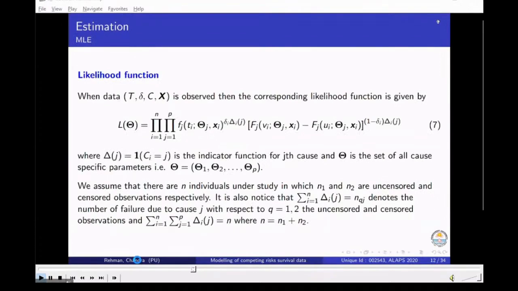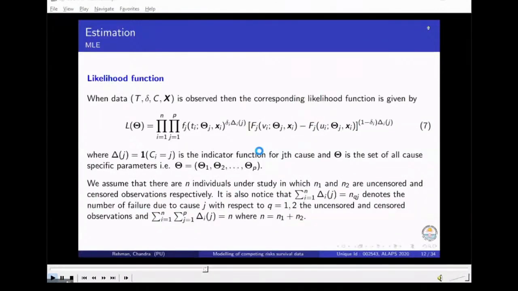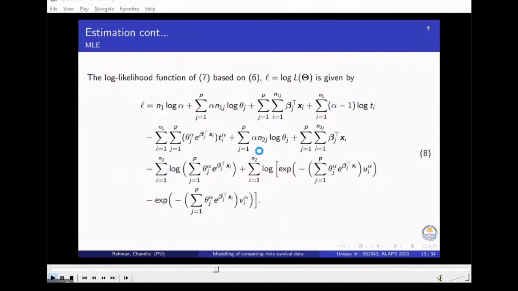The likelihood function in the presence of middle censoring is given by equation 7, where delta j is the indicator function for the jth cause and theta is the set of all cause-specific parameters. In this study, we assume that there are n individuals, where n1 and n2 are the uncensored and censored observations respectively. It is also noticed that the sum of all delta ij equals n_j, corresponding to failure due to cause j in uncensored and censored observations.